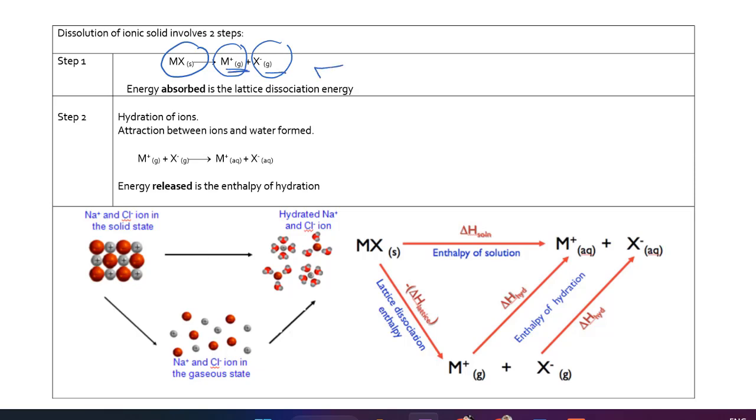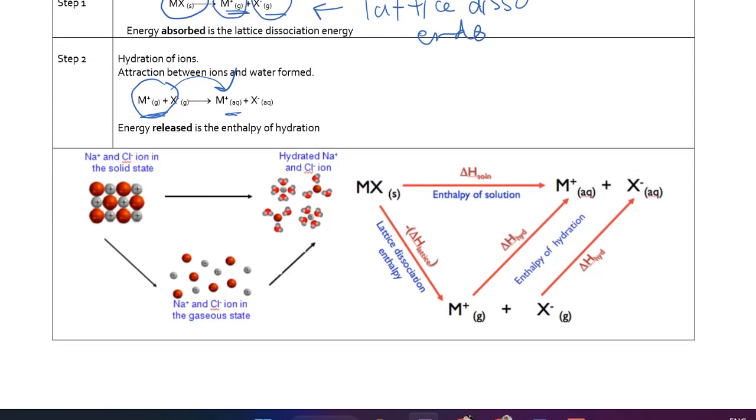So this one is referring to lattice dissociation, which is an endothermic reaction. The salt will break, separating into two ions, and then the ions will be surrounded by water molecules. That's why it goes from gaseous to aqueous. This solution process is actually adapting Hess's law idea.